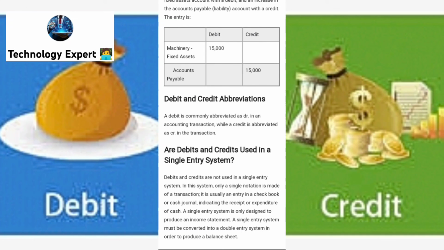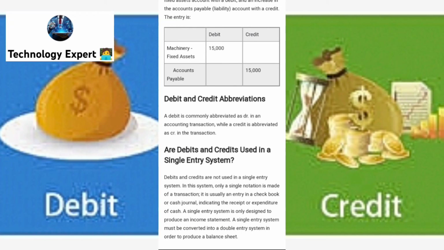Debit and credit abbreviations. A debit is commonly abbreviated as DR in an accounting transaction, while a credit is abbreviated as CR in the transaction.